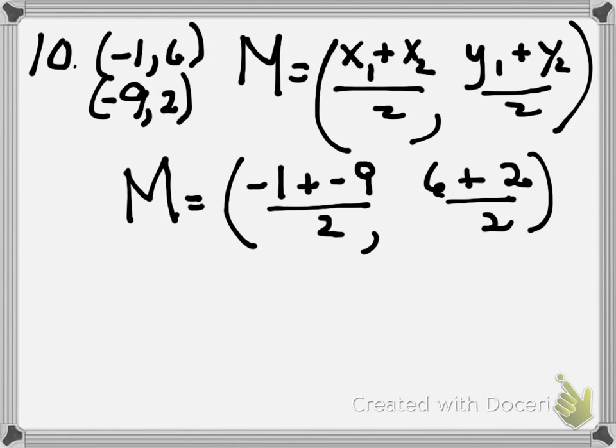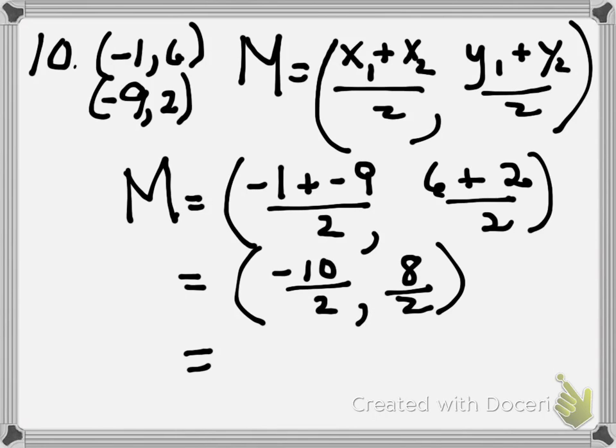-9 and -1 is -10 over 2. 6 and 2 is 8 over 2. So the coordinates of the midpoint are (-5, 4).